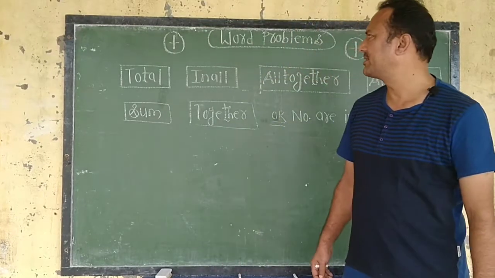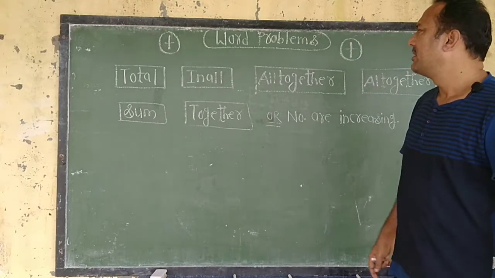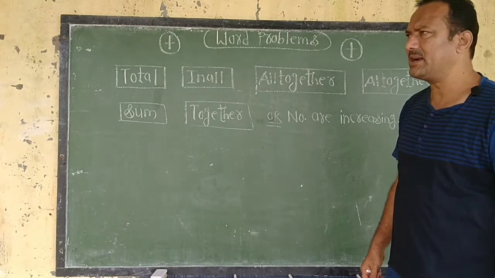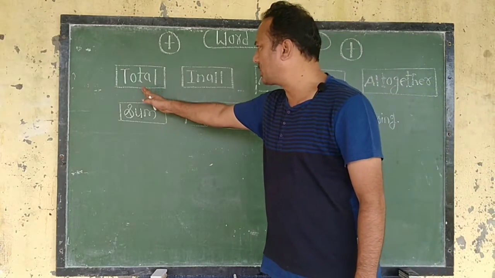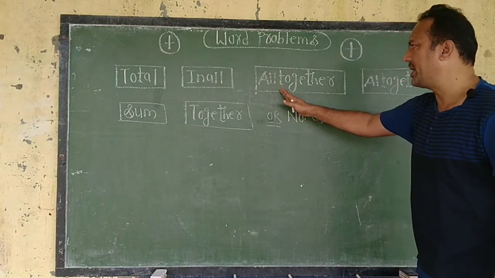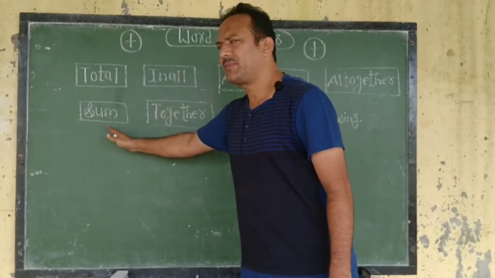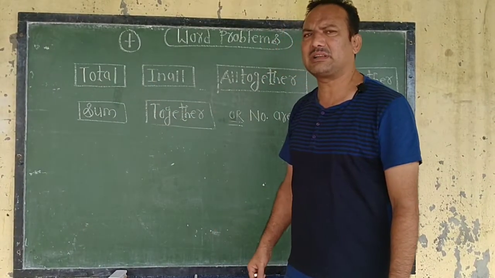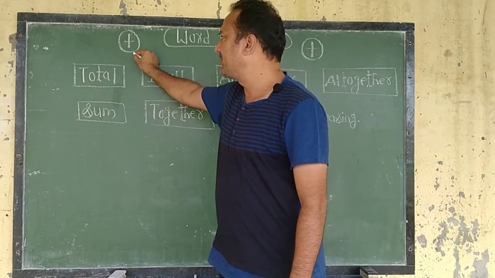Today we will start here to solve the word problems related with addition. In these word problems, a few keywords are given in the last line. Then at first you have to check that one. What are the keywords? You will get total, or in all, or all together, altogether, together, sum, or numbers are increasing. If these keywords are not given, then numbers are increasing. Then you have to apply the addition sign.